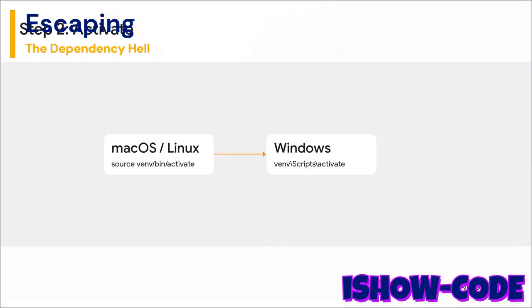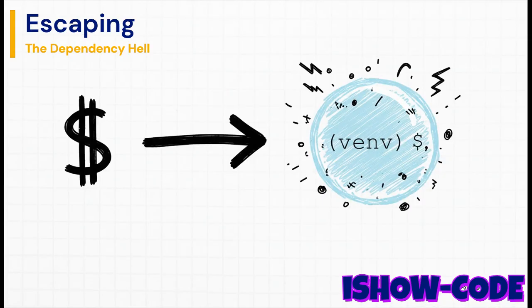But you know, building the apartment isn't enough. You actually have to go inside. That's what activating does. From that same project folder, you'll run one of these commands, depending on if you're on Windows or a Mac or Linux. This little command just tells your terminal, hey, for right now, I want you to ignore the main system Python, use the one inside this project's venv folder instead. And you'll know it worked because you get this instant, beautiful visual cue.